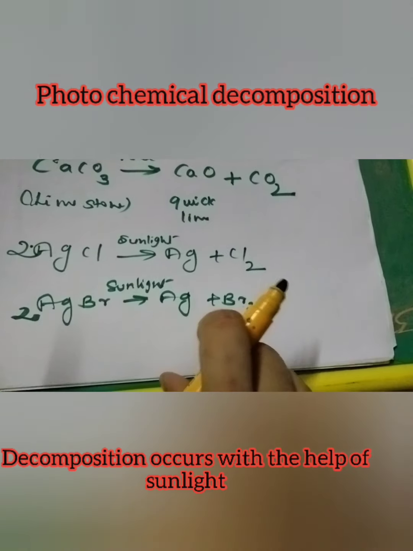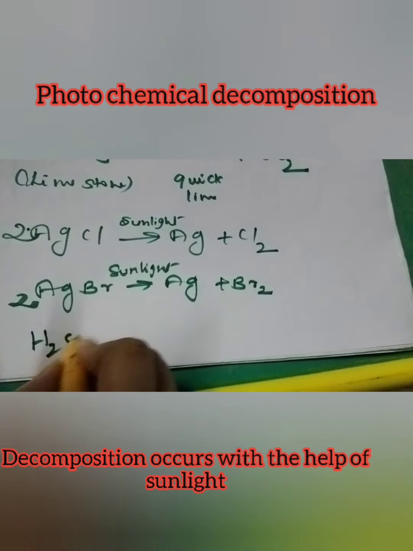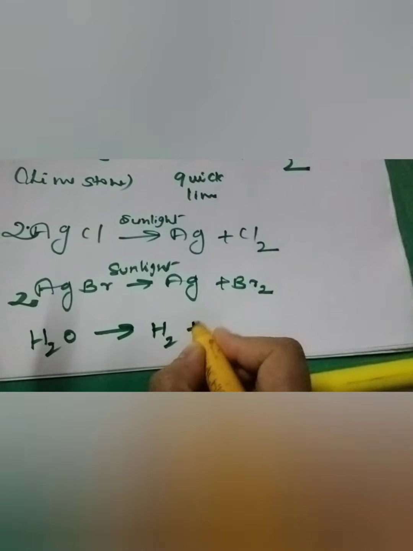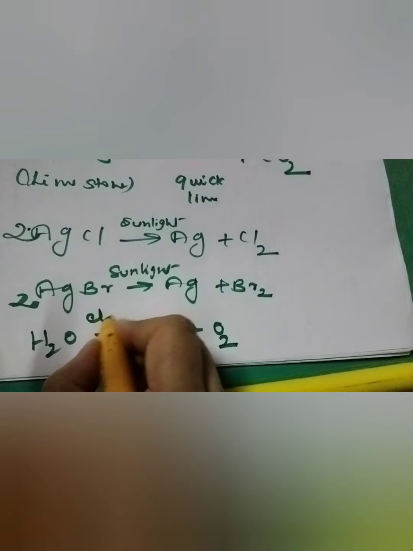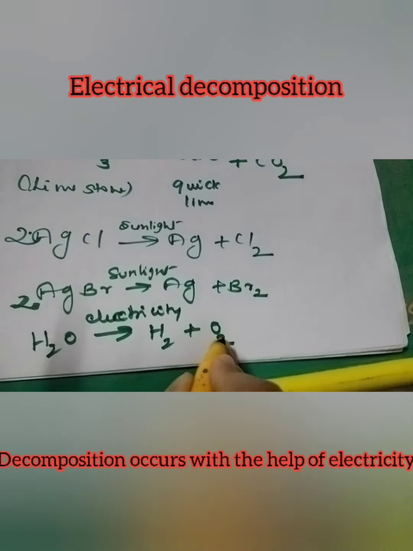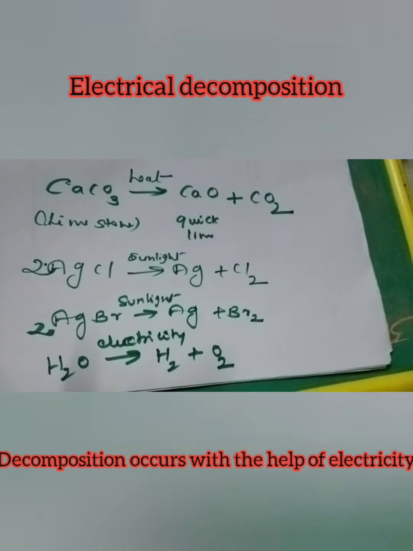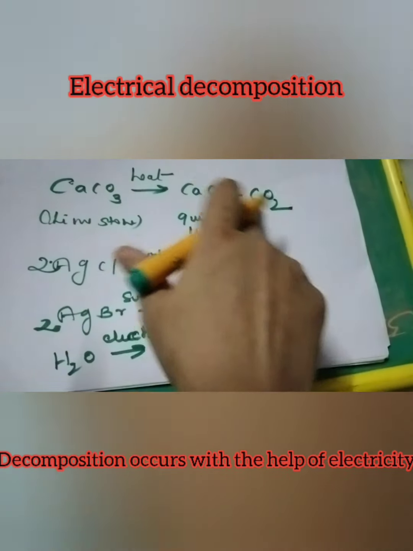Let us see the last type of decomposition, that is electrical decomposition: water decomposes into hydrogen and oxygen with the help of electricity. This is electrical decomposition. So for decomposition to occur, either heat, sunlight or electricity is required. In all these cases a single reactant breaks down into two or more products. Here in all these examples it broke down into two products, but if a single reactant breaks down into two or more products, then it is called a decomposition reaction.